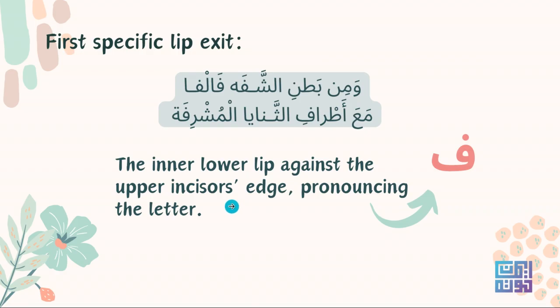So just let us pronounce this letter and let us say F, F. What happens is that the edge of the upper incisors goes down to touch the inner part of the lower lip. This is where the makhraj of the letter fa is.